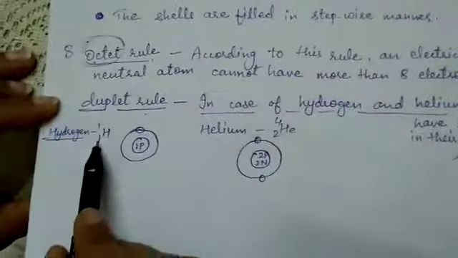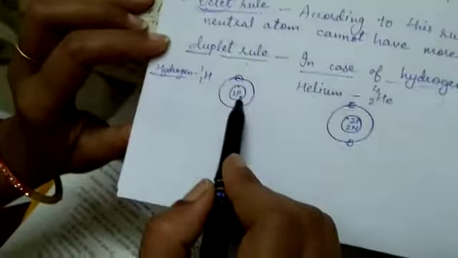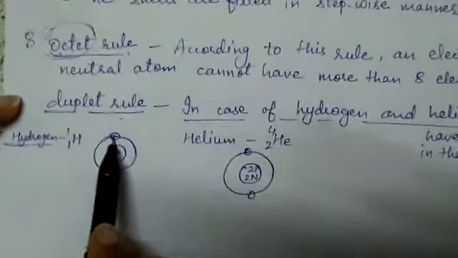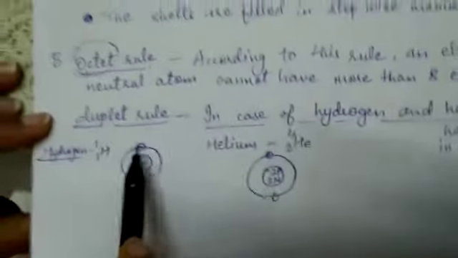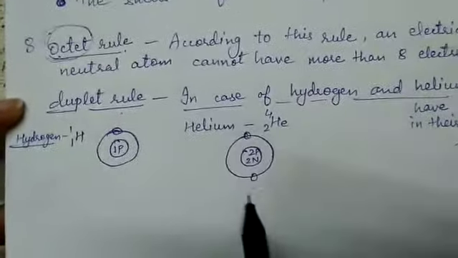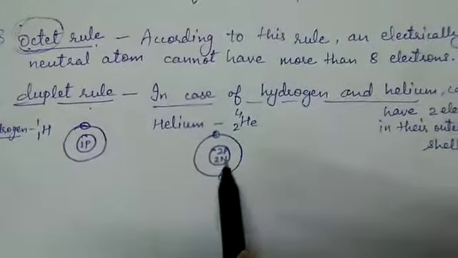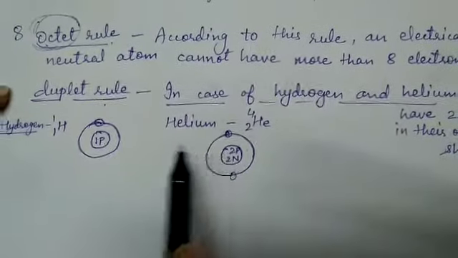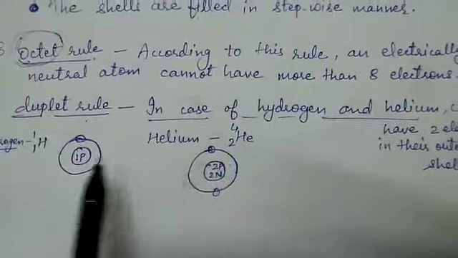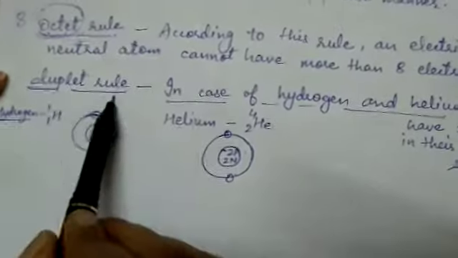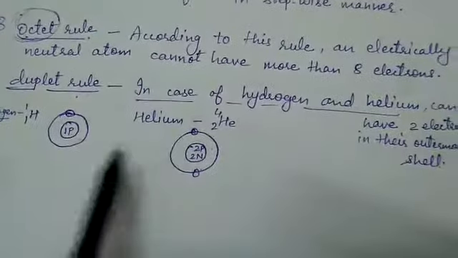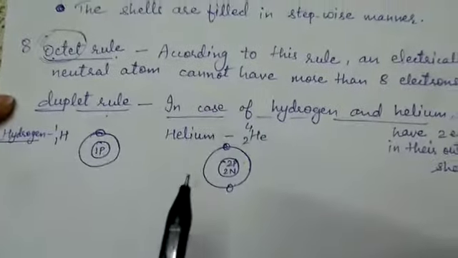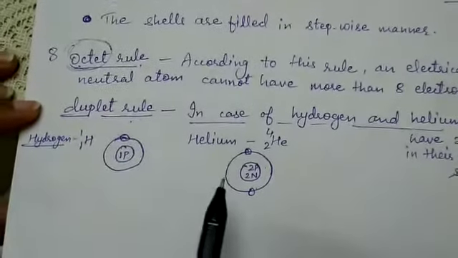Hydrogen is H with 1 subscript and 1 superscript, and it has only 1 proton in its nucleus and 1 electron in the first shell. Helium is the same: 2 protons, 2 neutrons and 2 electrons in the first shell. These two are small atoms. So for these two there is the duplet rule, meaning these two atoms, hydrogen and helium, can accommodate 2 electrons in their last shell.